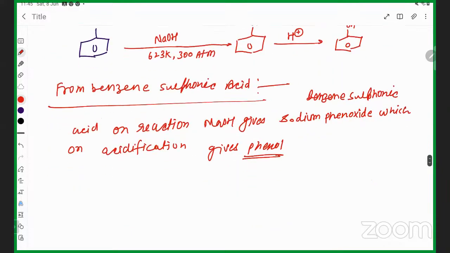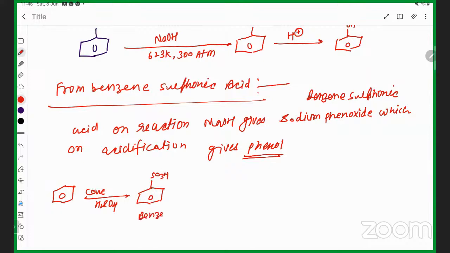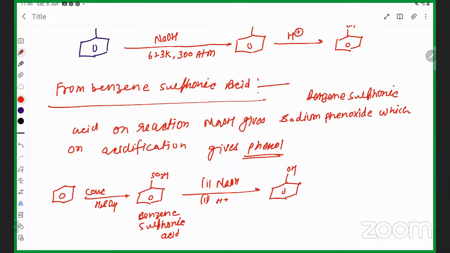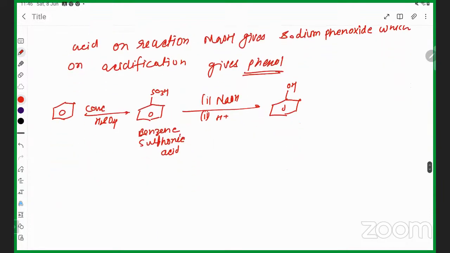How the reaction goes, you see, a little bit elevated reaction we are going. Benzene, you treated with concentrated H2SO4. That reaction from the 11th standard, you will get the benzene sulfonic acid, SO3H. This is called benzene sulfonic acid. Now, you are treating with the NaOH, so you are going to get the sodium phenoxide, and then you acidify it, so it will give the phenol. So directly we can write there, here is the phenol. So this was the third method from benzene sulfonic acid.